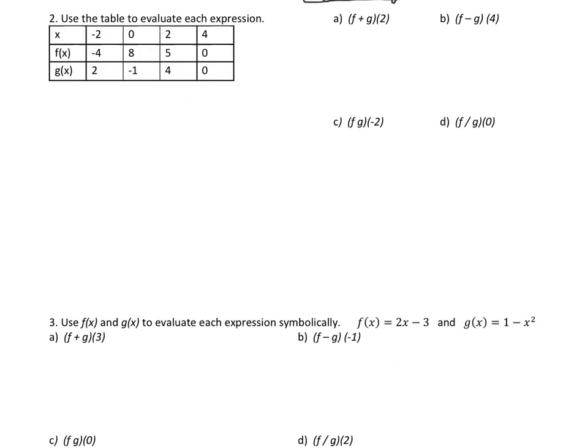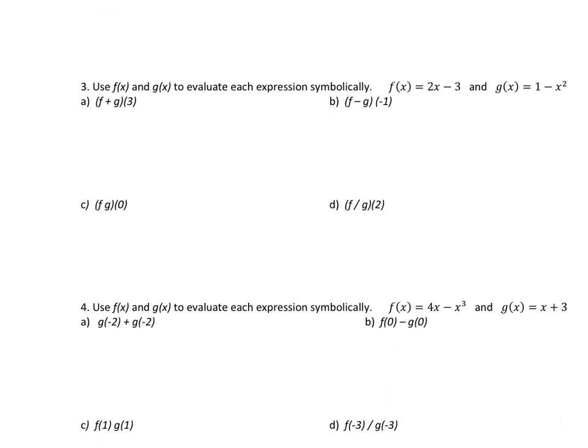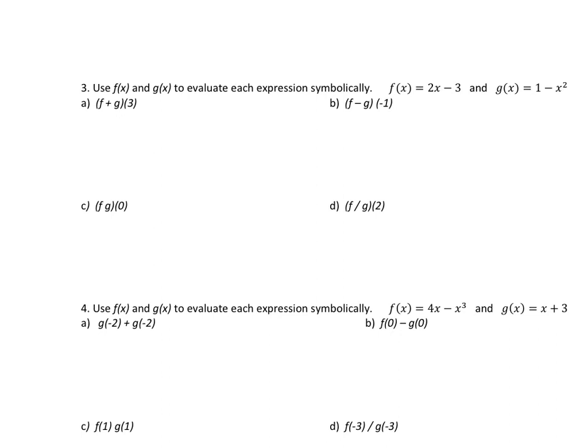If we scroll down and move all the way to problem number 3. Number 3 asks to use f of x and g of x to evaluate each expression symbolically, or really with its own functions. So we have our f of x function of 2x minus 3, and we have our g of x function of 1 minus x squared. I'm going to be doing the same thing where I keep them color-coded so we can keep them separate. Now there are a few different ways to do these problems.